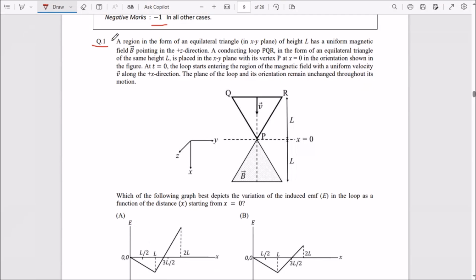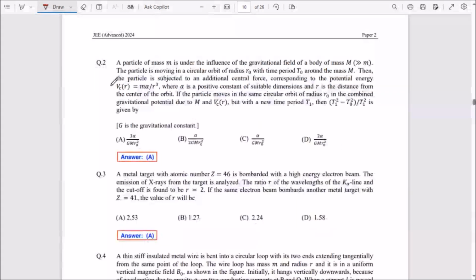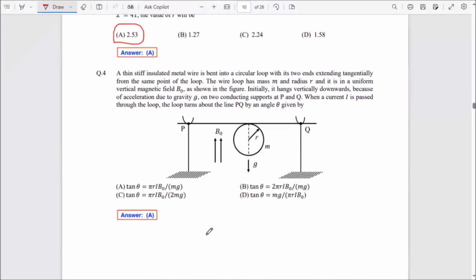Question number 1. The correct option for this question is A. Option A is correct option, students. Next, question number 2. The correct option for this question is option A. Question number 3. The correct option for this question is option A. Question number 4. The correct option for this question is option A.